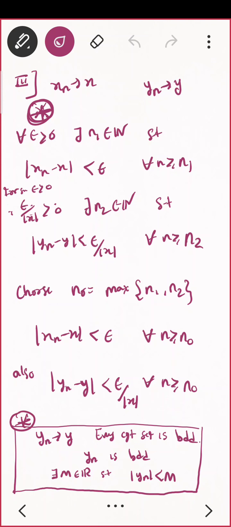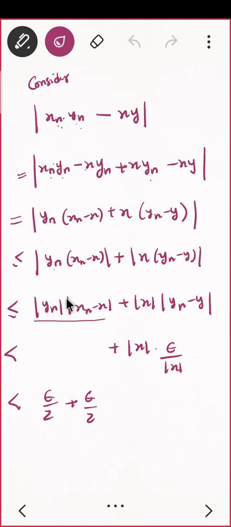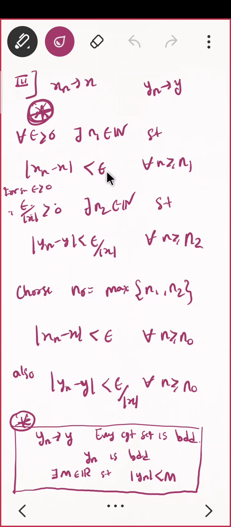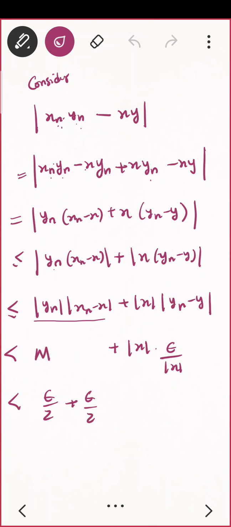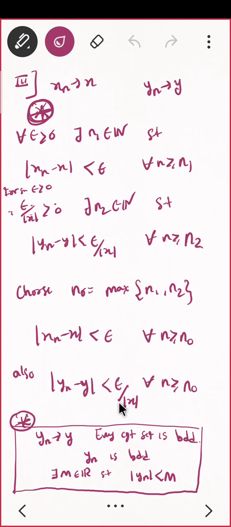Do you agree now? Now can you tell me, if mod yn is m, what should I choose? What should I choose for mod xn minus x? I have started with the epsilon. What should I choose this as for xn? To be epsilon by 2. Epsilon by 2 is needed, so here also I want 2.